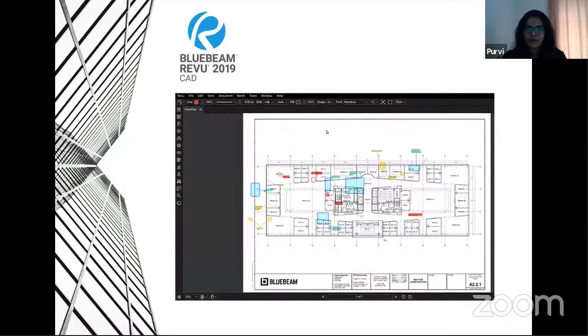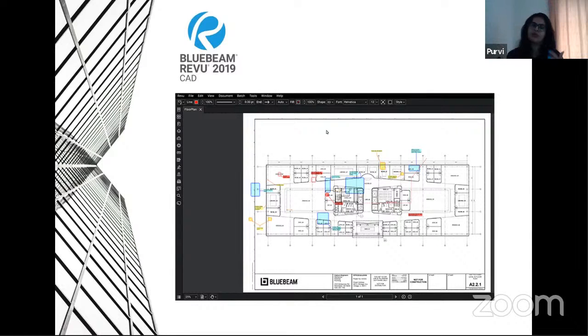Bluebeam is a very nice tool where you can actually produce your PDFs. You can give markups, and all these markups are actually recorded, so you need not really save them manually. When you reopen the drawing next time, it'll show you that these were the markups and these were your comments.